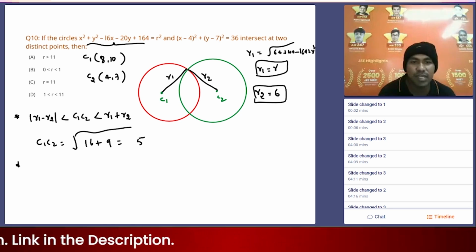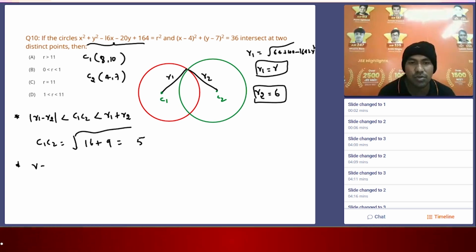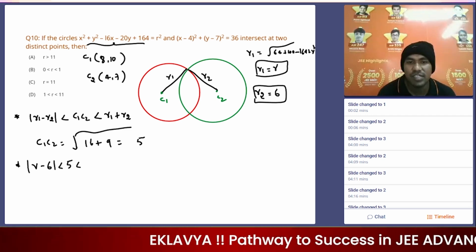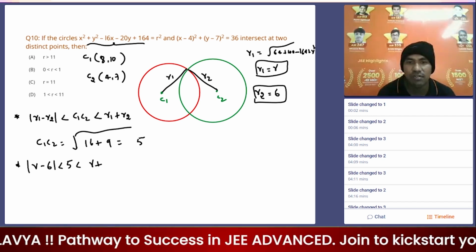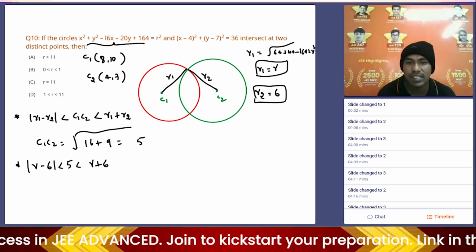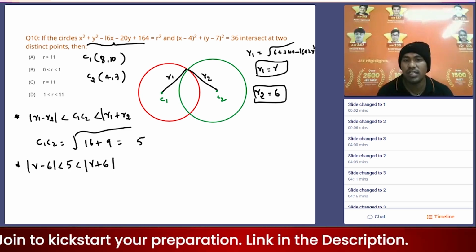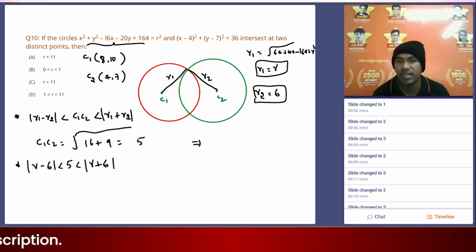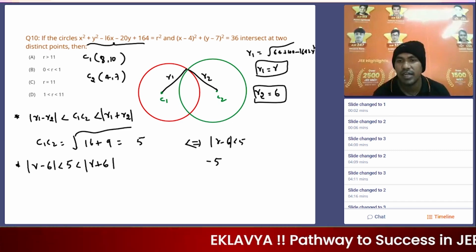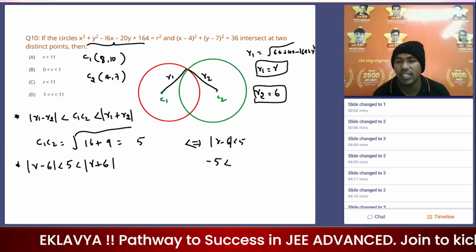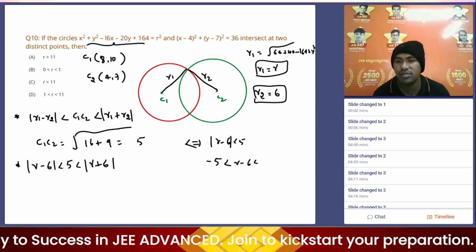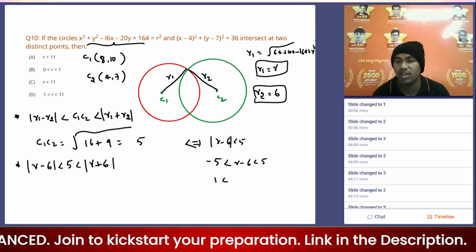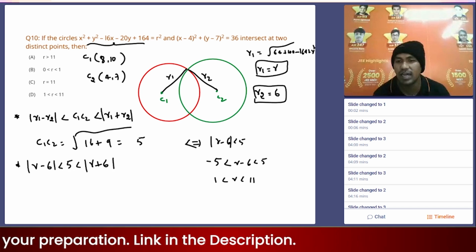So from here, what are you getting? R1 minus R2, that means R minus 6, which is less than 5, which is less than R1 plus R2, that will be R plus 6, right? So with the modulus, you take modulus again, anyway positive only. Now 2 cases you will get. The first case is R minus 6 less than 5 with modulus, so the value lies between minus 5 to 5 only. Now from the R value, you will get 1 less than R less than 11.